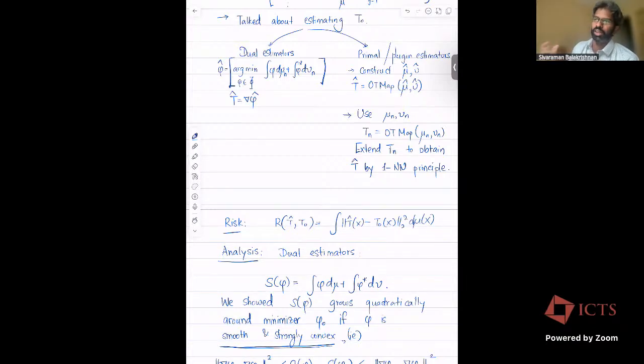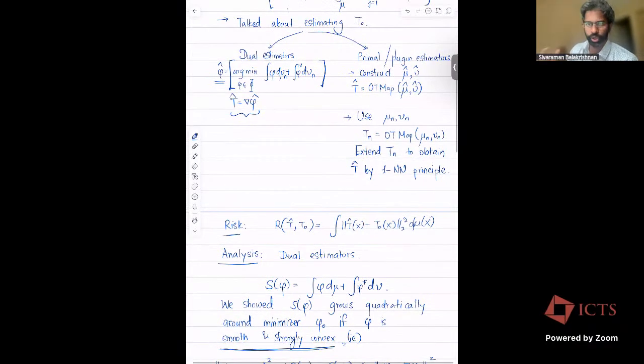So given samples, you just take an average and then minimize that corresponding empirical semi-dual functional. So this is like the empirical risk minimization principle. And that will give you an estimate phi hat, and you could take its gradient. These estimators are sometimes called dual estimators because they're based on the Kantorovich dual to the OT program. And the other estimators, which are maybe a little bit more natural, follow a plug-in principle.